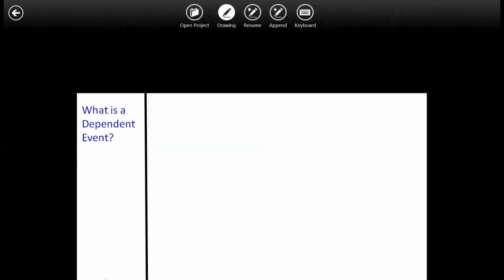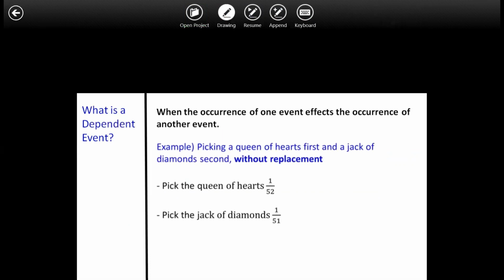What are dependent events? The way that we say it, and you guys pretty much know, if it's not independent, it's dependent. The occurrence of one event affects the occurrence of another event. An explanation for this is using the deck of cards. And we say, picking a queen of hearts first. We pick it, it's a 1 out of 52 chance. There's only one of them in a deck of 52.